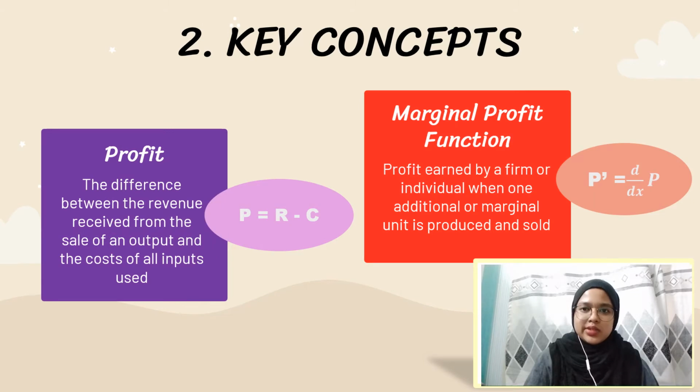Second key concept, profit. Profit is the difference between the revenue received from the sale of an output and the cost of all inputs used. The formula is P equals R minus C. Marginal profit function is the profit earned by a firm or individual when one additional or marginal unit is produced and sold. The formula is the first derivative of P, which is dP/dx.